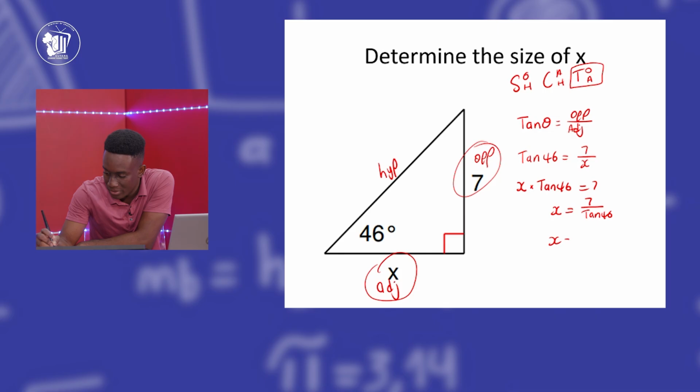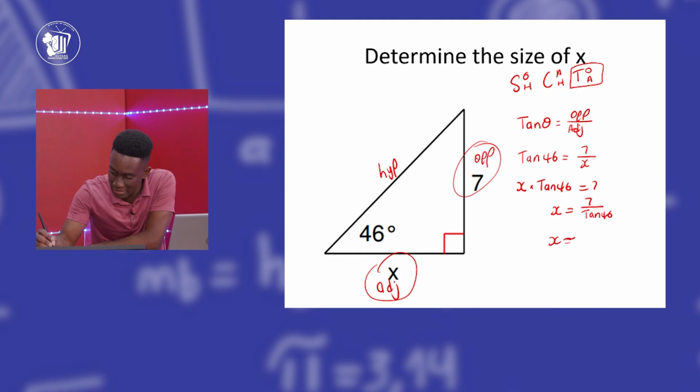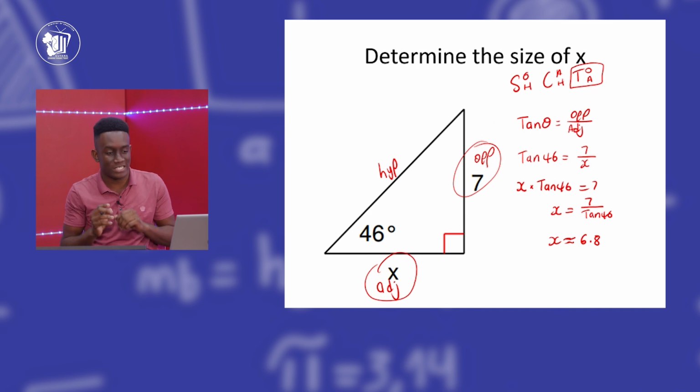And x will therefore be equal to, when we punch it in our calculator, 7 divided by tan 46, which gives us approximately 6.8. So x is equal to approximately 6.8. So once again, identify the sides, select the ratio that we want to use, and then we work it out.